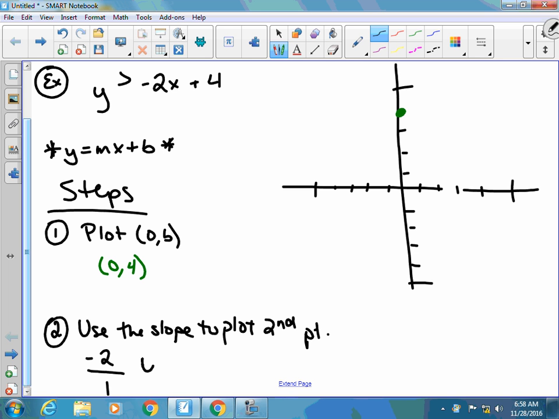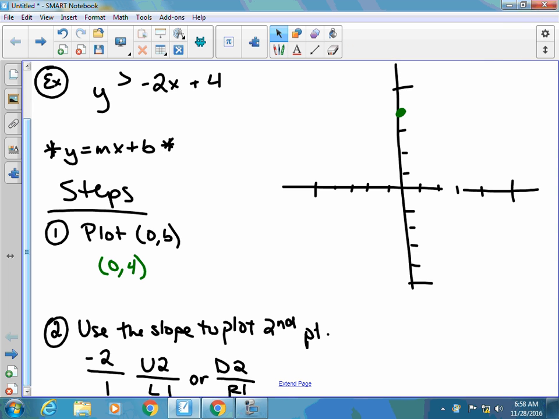So we can go up 2 and left 1, or we can go down 2 and right 1. Because of where my graph is situated, I'm going to go down 2 and right 1. I'm going to continue that pattern all the way across my graph. The reason why is because it gives me a better picture for this next part.